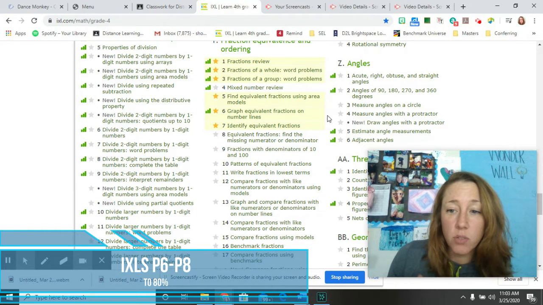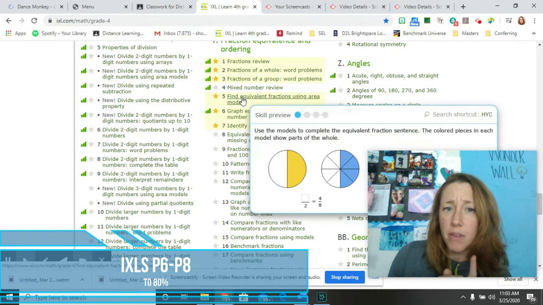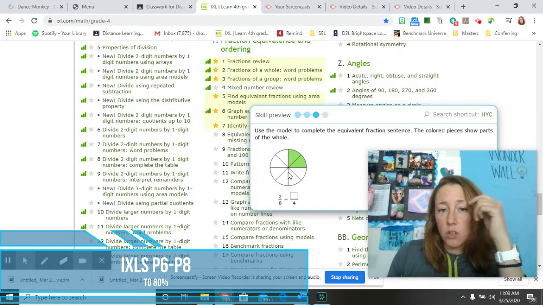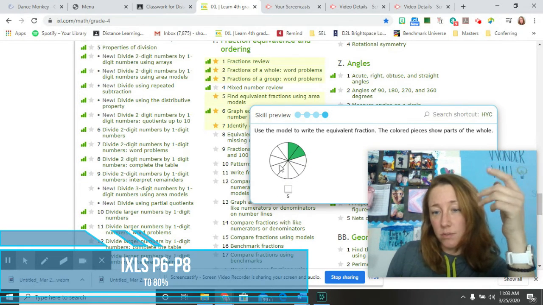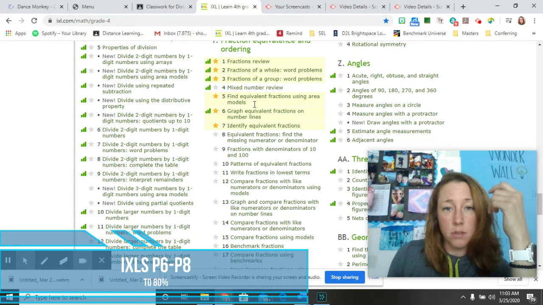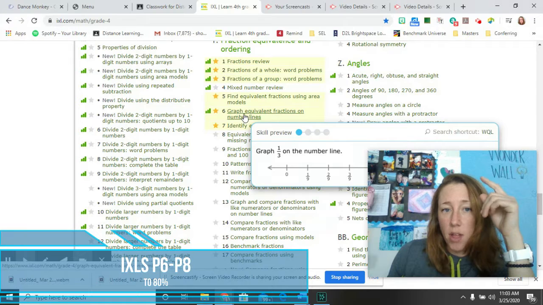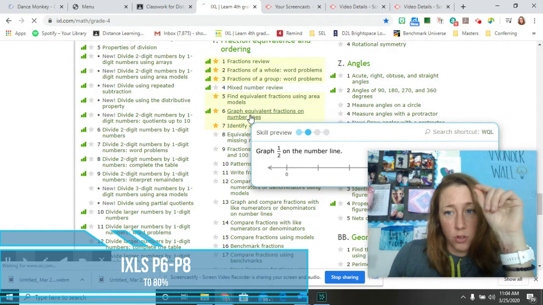So just to get a little glimpse of what you're going to be doing, P5 is finding fractions using an area model. I'm not even going to click on it. You can either multiply the numerator and the denominator by the same number, or you can look at the picture. So if you have a question, you can get back to me on that. Number 6, using a number line, which I will show you just a couple.